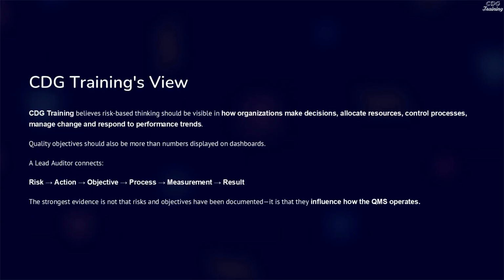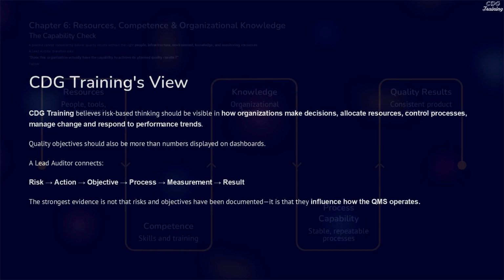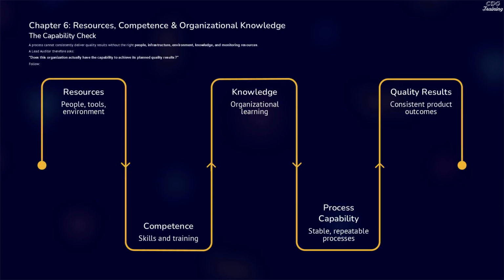CDG training emphasizes that risk-based thinking should be evident in decision-making and resource allocation, ensuring that objectives influence how the QMS operates. In this chapter, we explore the essential components of resources, competence, and organizational knowledge, focusing on how they contribute to achieving quality results.